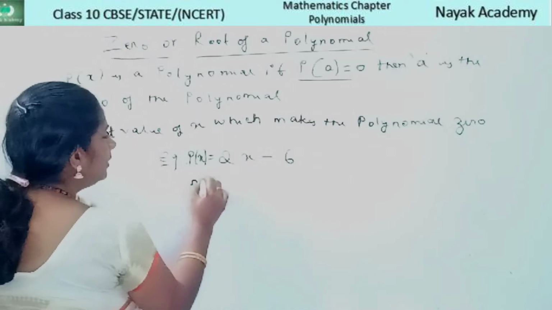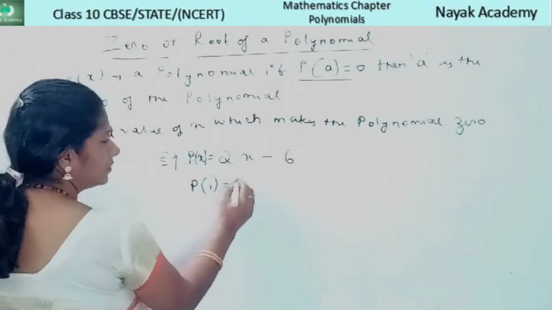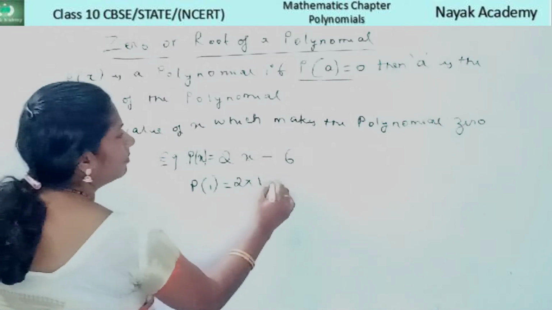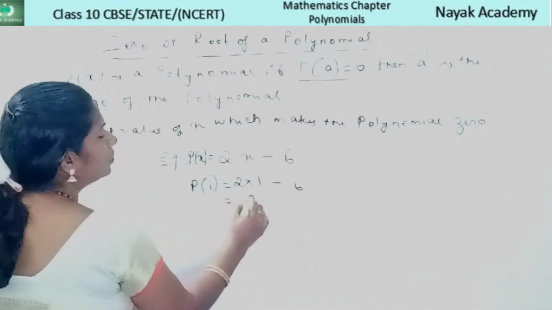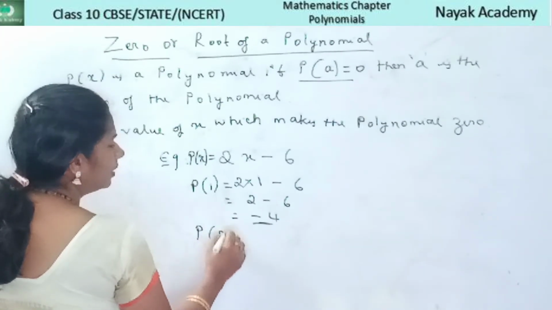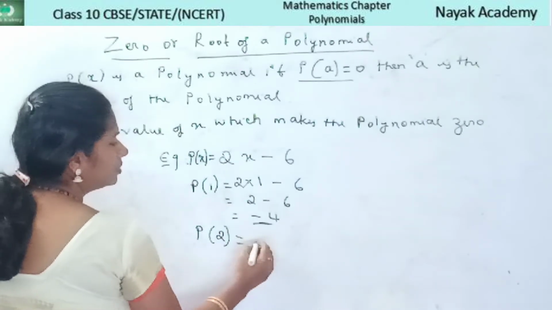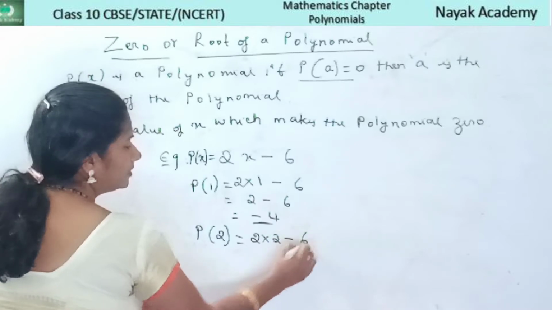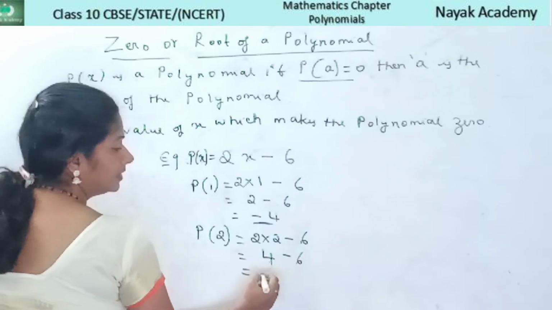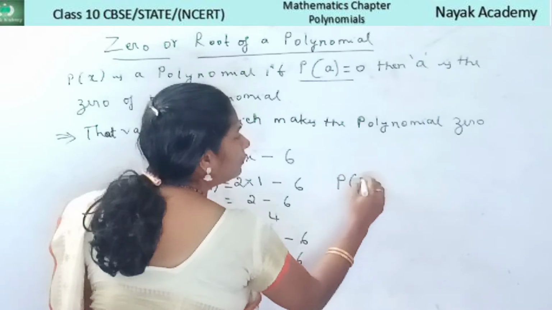Now let me find the value of P of 1. What we have to do, children? In place of x, we substitute the value 1. So it is 2 minus 6, which is minus 4. Now let us find the value of P of 2. In place of x, we substitute 2. That is 2 into 2 minus 6. 2 twos are 4, 4 minus 6. P of 2 is minus 2.